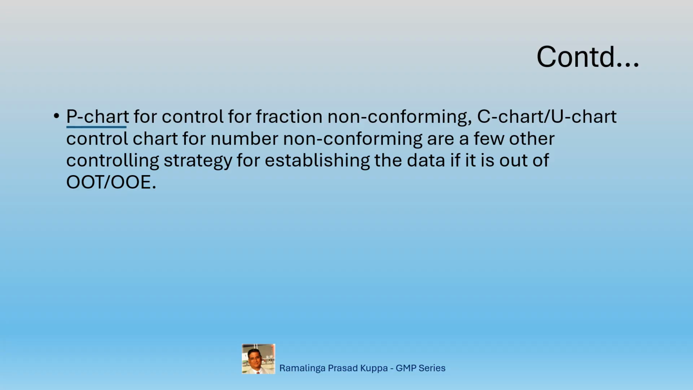P chart for control for fraction non-conforming, C chart and U chart control charts for number of non-conforming, or a few other controlling strategies for establishing the data if it is out of trend or out of expectation. I hope that this brief information on OOT and OOE is useful. Try to understand the intent of these tools and get the best results out of it.